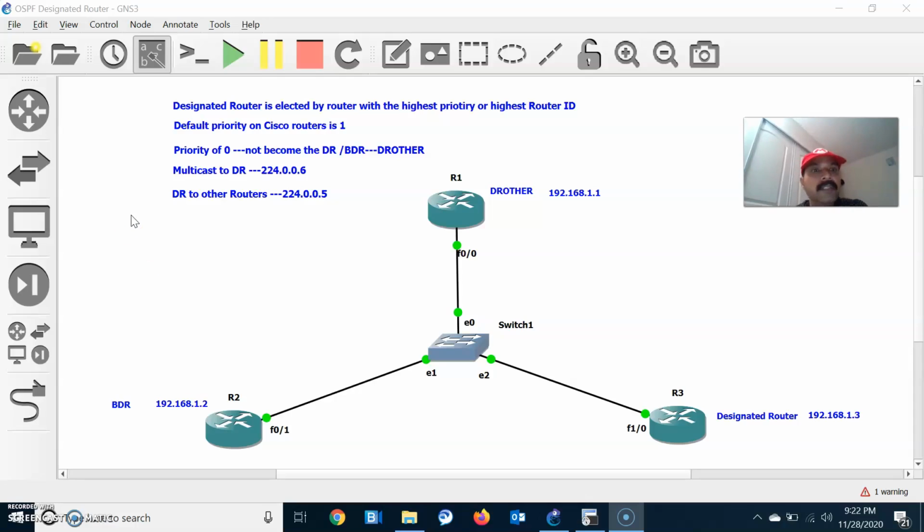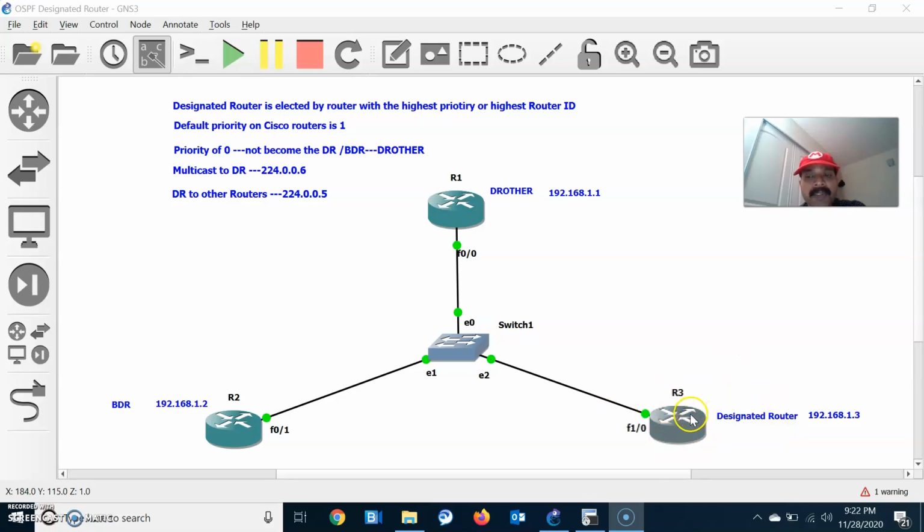And today let us discuss about OSPF designated and backup designated router. So always OSPF DR and BDR election we use in a multi-access environment where the network has more than 3 to 4 routers, right? So here I connected 3 routers to a switch, where R3 I have elected as a designated router.